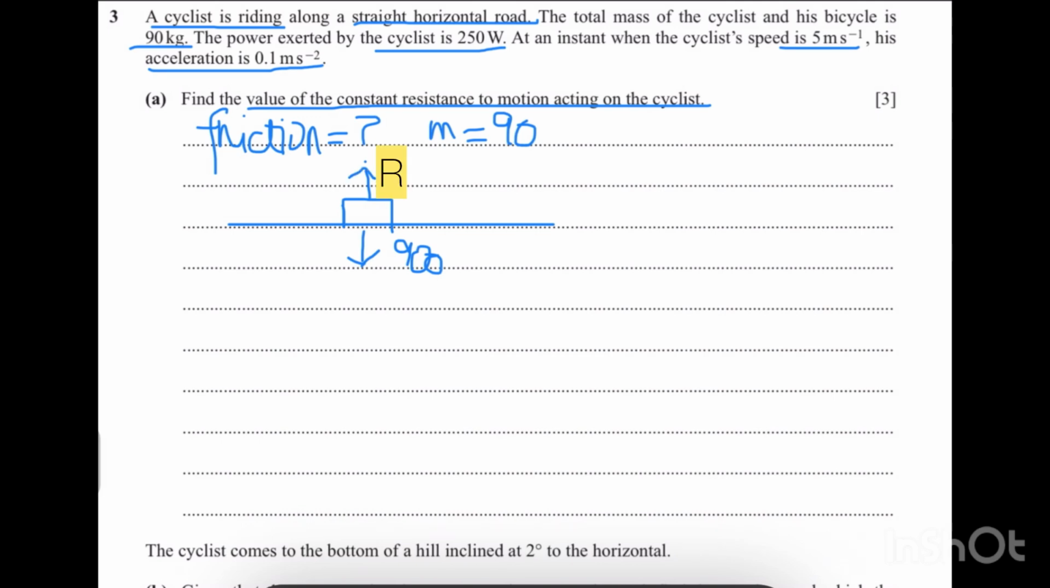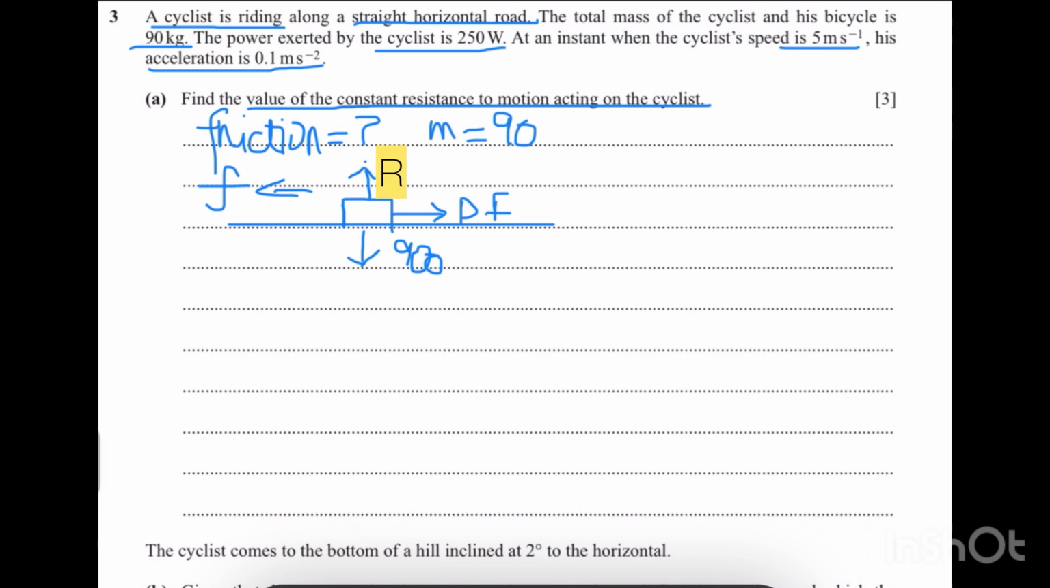And since it is moving forward, that means that the cyclist is exerting a certain driving force which creates power and makes the bicycle move forward. And then there's a mention of the resistance to motion, which is friction. Friction always acts opposite to the intended motion. So that means friction will act leftwards, like this. Other than that, let's write down the other information that they've given us.